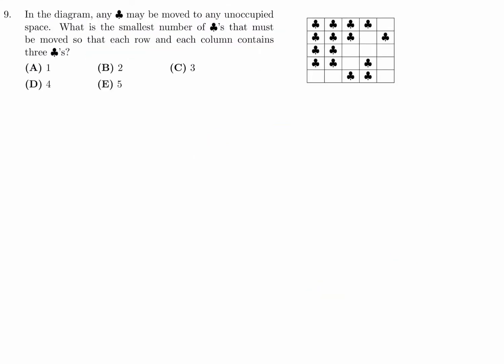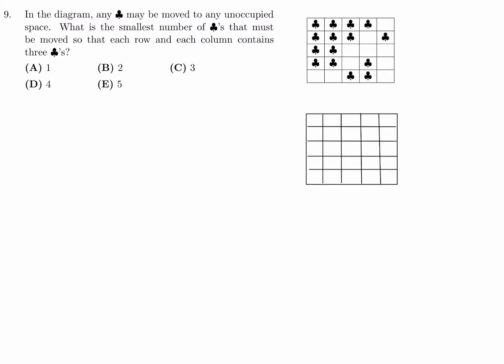In the diagram, any club may be moved to any unoccupied space. What is the smallest number of clubs that must be moved so that each row and each column contains 3 clubs? Okay. So I guess we have to fiddle around with this. We have to create a scenario where every column and every row has exactly 3 clubs. I don't know if they have used the word exactly, but I'm pretty certain that's what they mean.